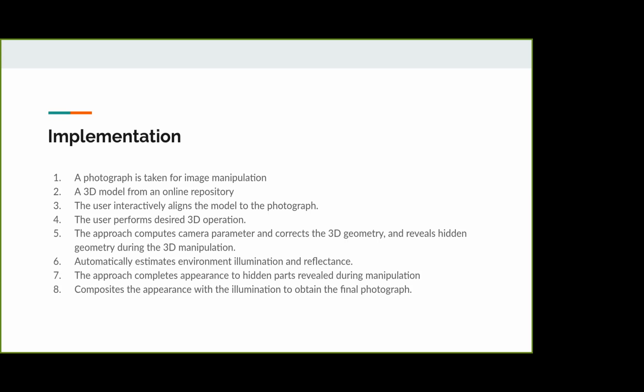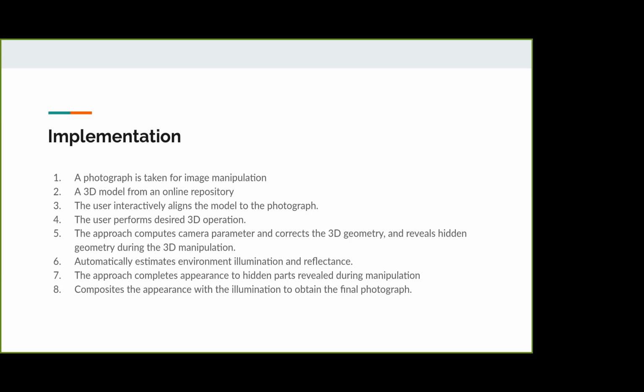So how they have implemented this system is that for the image manipulation, a photograph is initially taken, and for example, I want to manipulate the chair. So a 3D model of the chair is taken from an online repository, like a public online 3D model repository, and there is an interface that allows the user to align the model to the photograph that is present. And then after the model has been aligned to the photograph, the user can perform any 3D operations that he likes, and the image is updated like that.